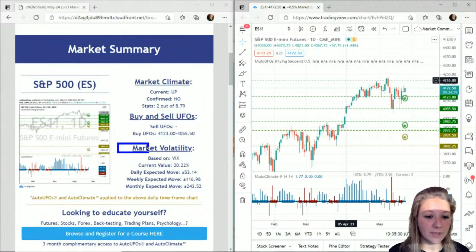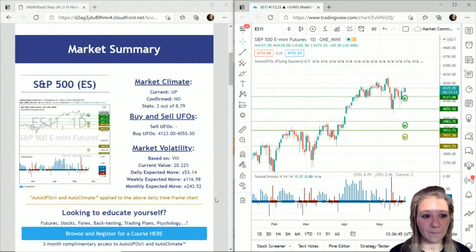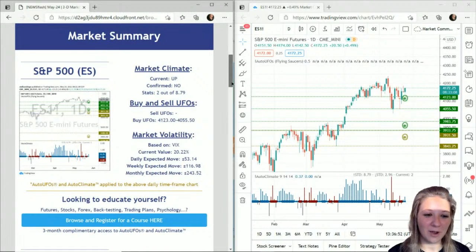So market volatility with the S&P, you'd expect movement up or down in 1 year of 20.22%, which means in a day, movement up or down of 53.14 points. In a week, up or down of 116.98 points. And in a month, up or down of 243.52 points. So that's the S&P. So overall, not enough probabilities to call it on that one. Hopefully we'll see some more clarity as we move through the other markets.